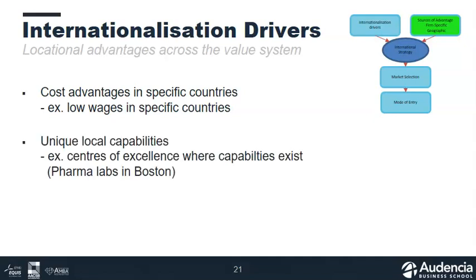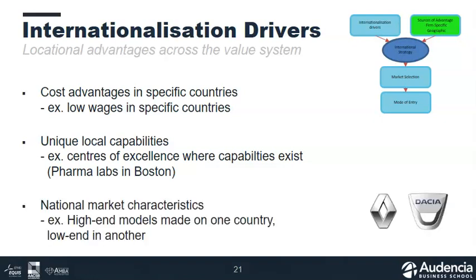We can also have unique local capabilities. If I'm a global pharmaceutical company, I may want to establish a lab and put my R&D where other companies also do R&D in bio and pharma. A good example is the city of Boston, where there are tons of bio and pharma labs around the city, and this gives my company an advantage as well. I can take advantage of this unique locale and the unique capabilities that locale provides me.